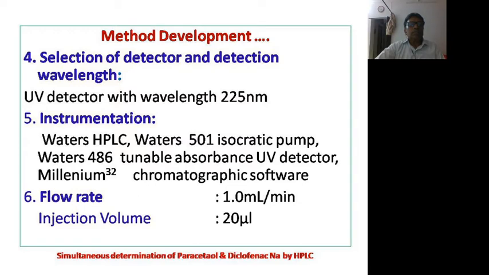The instrument which is used by me for this analysis is Waters HPLC, a Waters 501 isocratic pump, which has a UV detector, and the software is Millennium 32 chromatographic software. The flow rate which was kept is 1 ml per minute and the injection volume is 20 microliter.